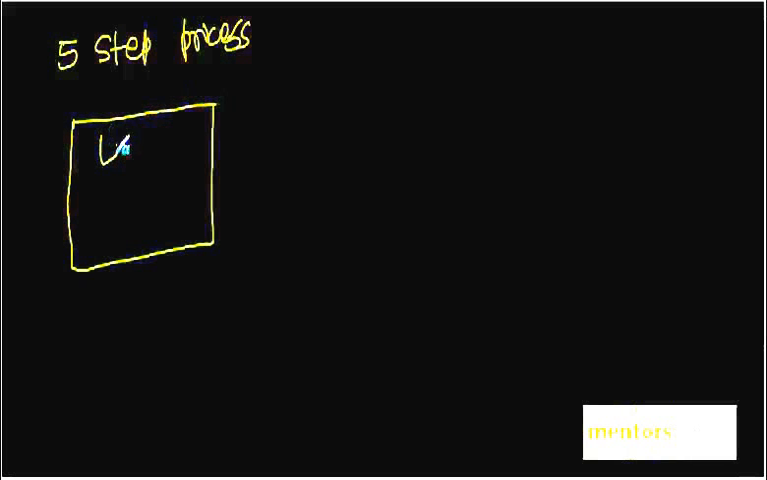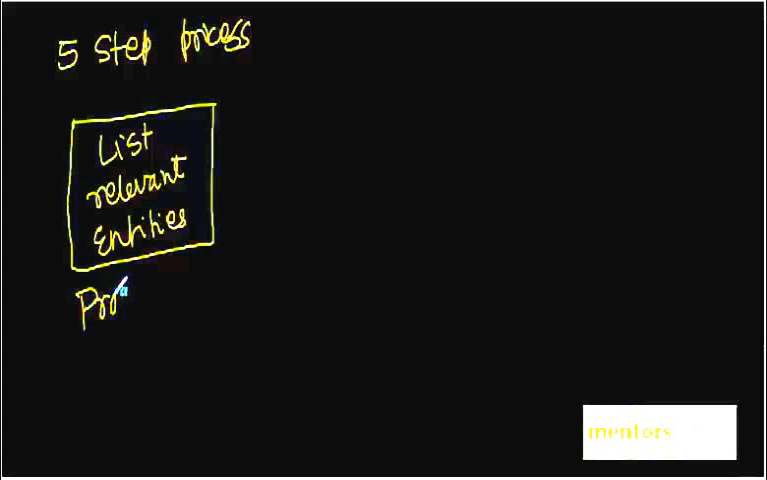So let's explore more about data modeling. Data modeling is a 5-step process, and the first step is to list relevant entities. That means whenever you are seeing the physical environment, list out what are the actors, what are the entities, what are the things that you are seeing there. For example, in case of our store, we might have a product, customers, manufacturers, and so on.